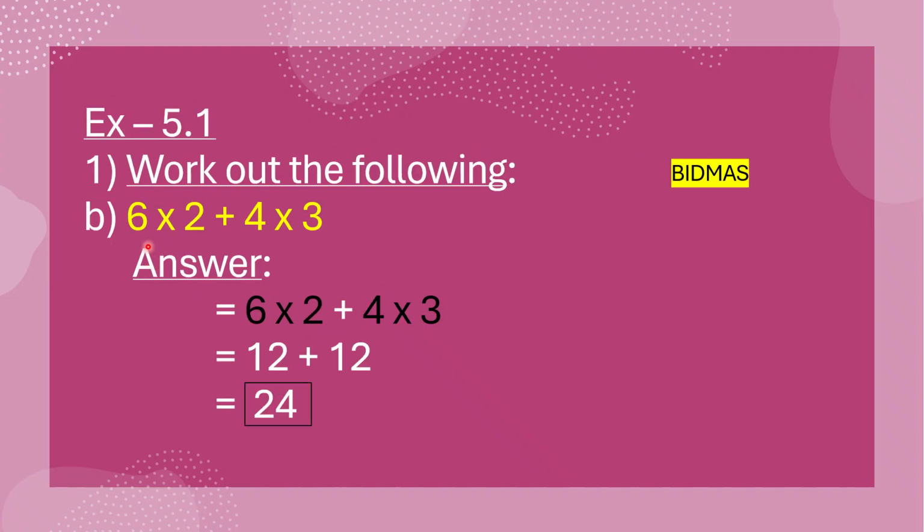B sum, 6 into 2 plus 4 into 3. Okay, what we have to do? We have to use the BIDMAS rule. So first we have to see any brackets in the question? No. So any powers are there? No. Any division symbols are there? No. But we have multiplication operation. So we have to do multiplication first.